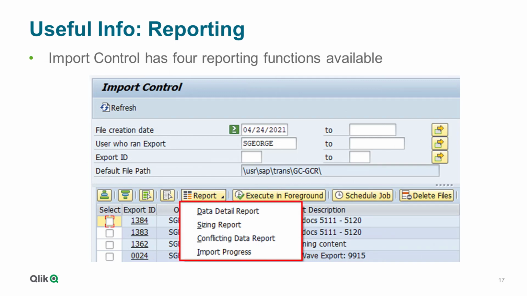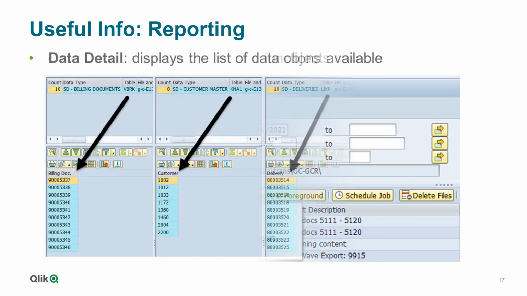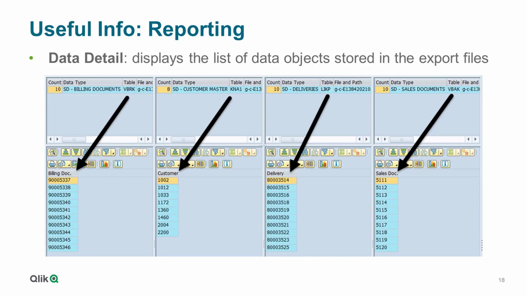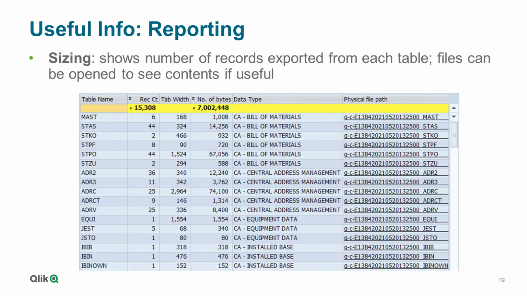Import control has 4 reporting functions. The data detail report displays the list of data objects which are stored in the export files. The sizing report shows the number of records exported from each table and the overall total. The export files can be opened from here to see their contents.